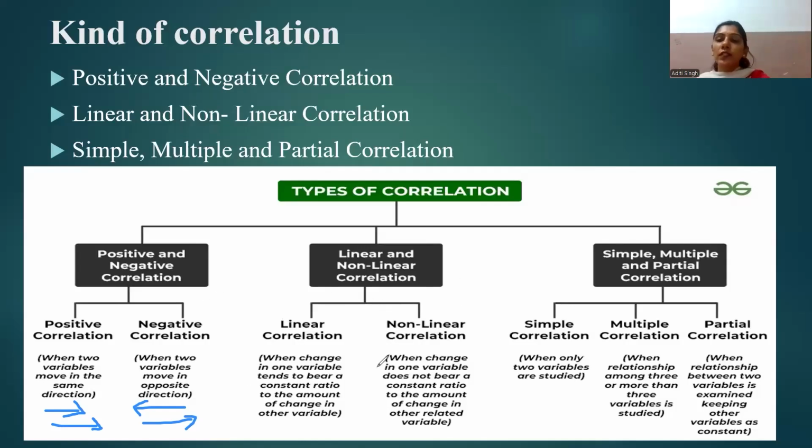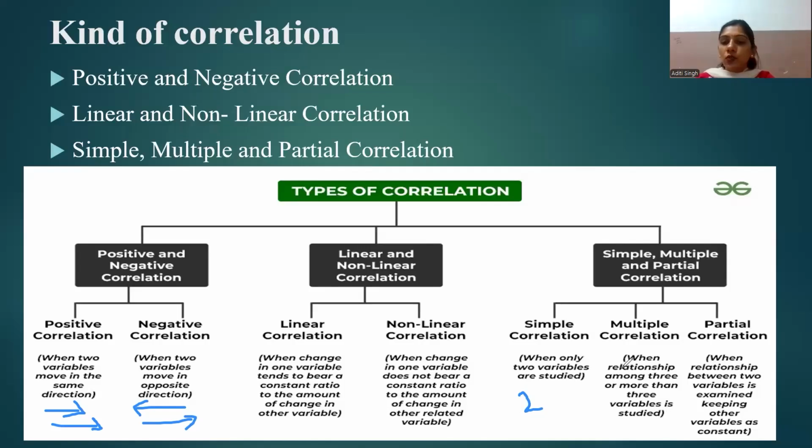Now the next one is simple, multiple and partial correlation. Simple correlation is when two variables are studied. In correlation, we have to check the relationship among two or more variables. There cannot be a single variable. You cannot check correlation in one variable. You need two or more variables for finding the correlation.